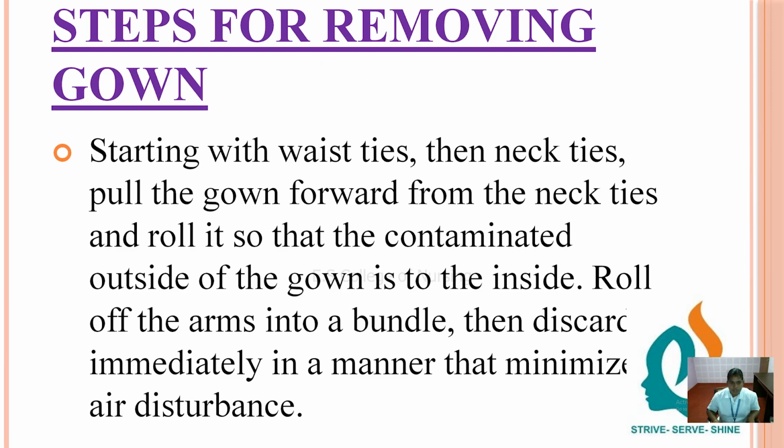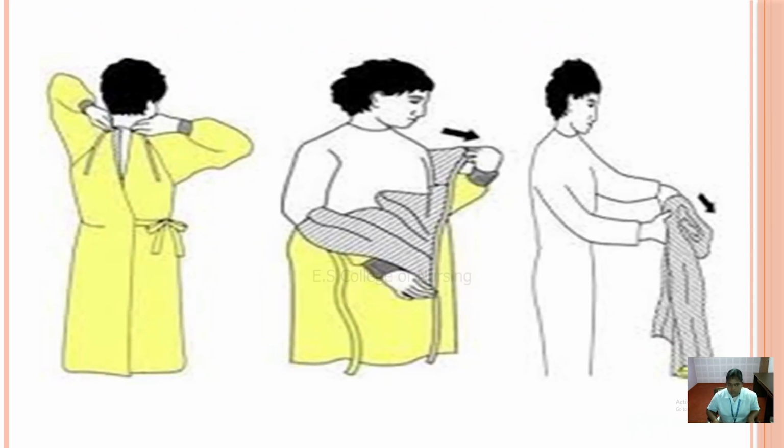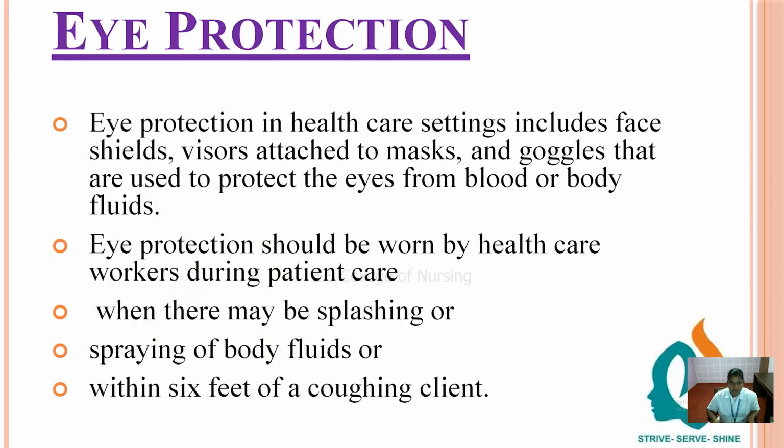And the steps for removing the gown. I already told you, start with the waist ties, then the neck ties, pull the gown forward from the neck ties and roll it so the contaminated outside of the gown is to the inside. Roll off the arms into a bundle, then discard immediately in a manner that minimizes air disturbance. So these are the pictures. First we remove the ties, remove the armpits, fold it and then discard it, and wash the hands immediately after removal.